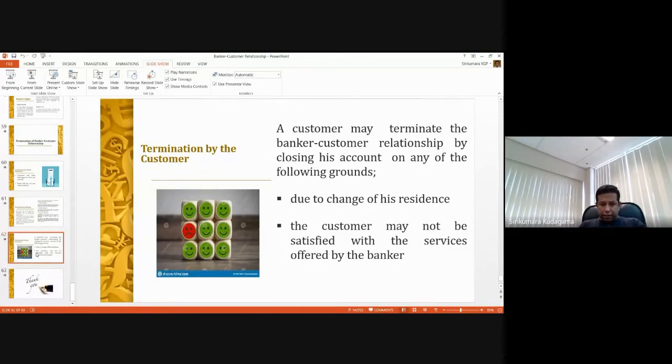That's it. So with that, we can stop the discussion on bank-customer relationship, and we'll go into the second topic, which is negotiable instruments. Before that, any questions?